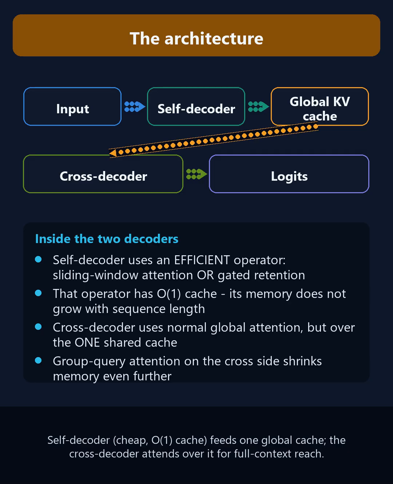Now the internal design. The self-decoder's efficient operator is the key: either sliding window attention, which only caches a fixed window, or gated retention, a data-dependent recurrence with constant memory. Both give the self-decoder order one cache size. On top, the cross-decoder uses standard global attention, but against the single shared cache instead of building its own. Group query attention on the cross side shrinks it further. The result: full context reach, one cache.